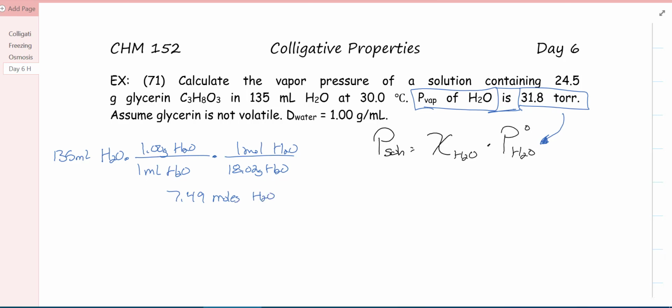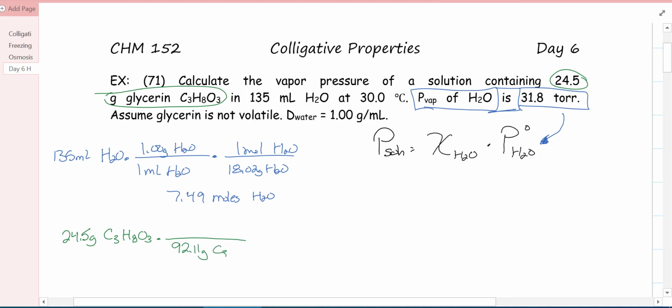Now glycerin, right, we have 24.5 grams of glycerin and we have C3H8O3. So 24.5 grams of C3H8O3. We know that 92.11 grams of C3H8O3 is 1 mole, the molar mass. And so that gives us 0.266 moles of C3H8O3.